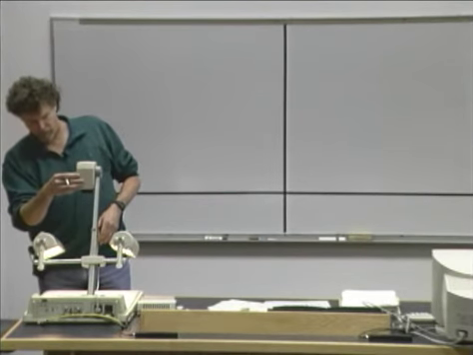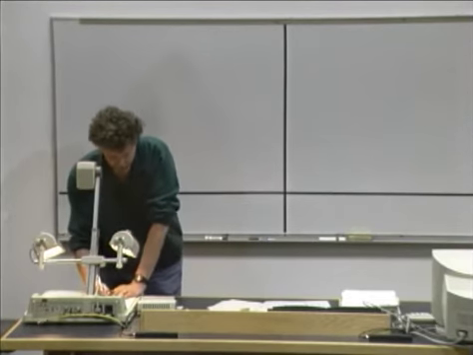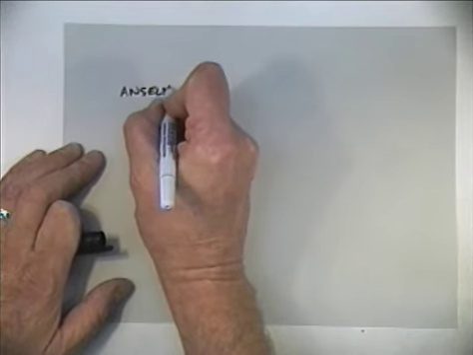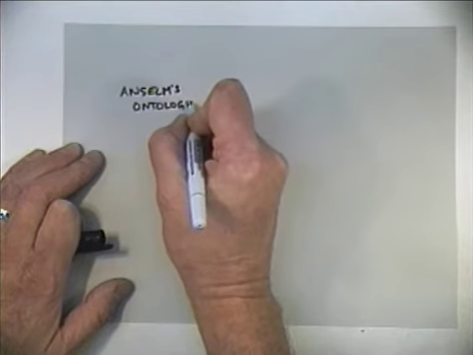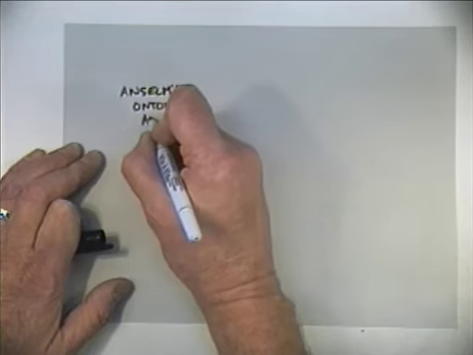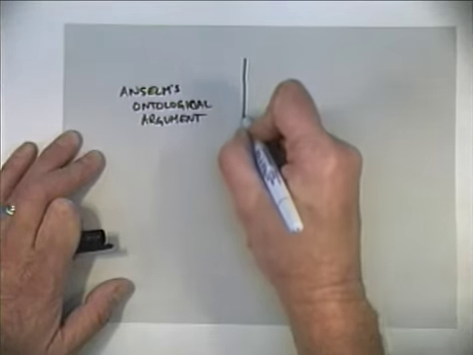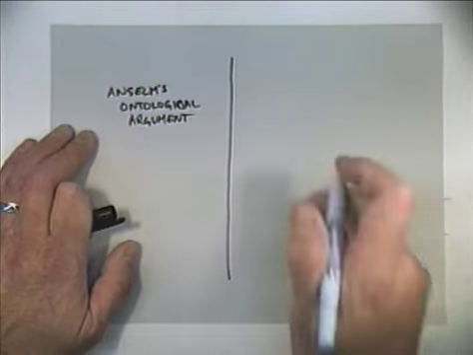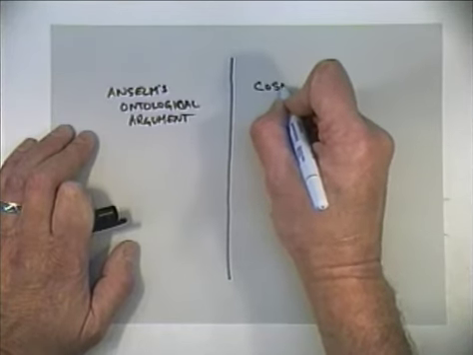But one more note just about arguments in general before I go on. We have over here on this side Anselm's ontological argument. And then over on this side, we have the two that we're going to discuss next. Both of them share an important characteristic. There's the cosmological argument.